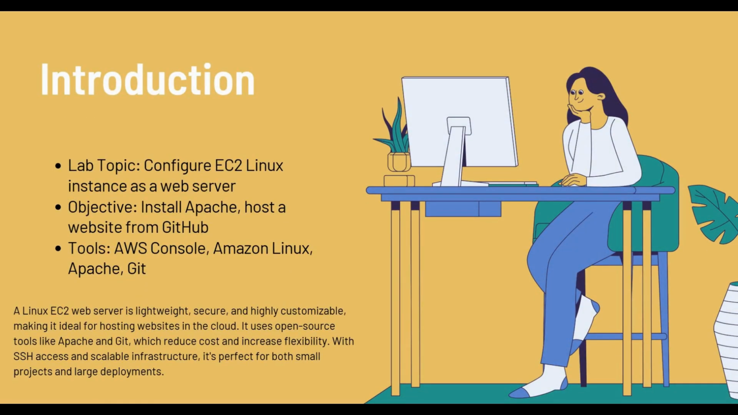Today we are going to do something different. We will turn a Linux server in the cloud into a working website. We will use Amazon EC2, that's the Amazon virtual server, install something called Apache, which is what helps show a website, and pull a website from GitHub, kind of like copying a project your friend made online. So let's go step by step.